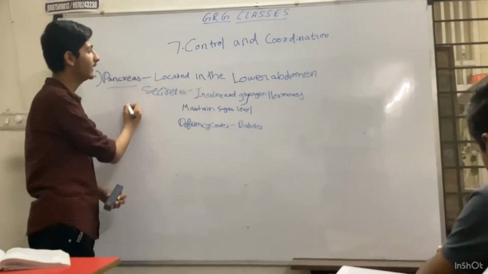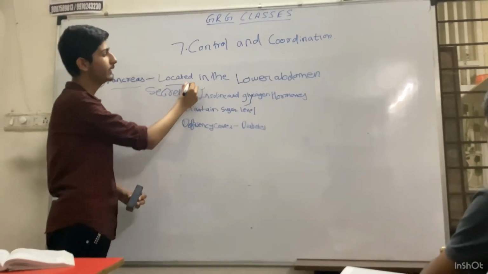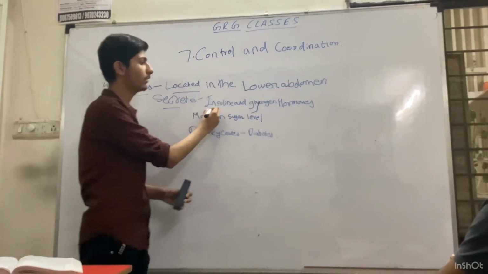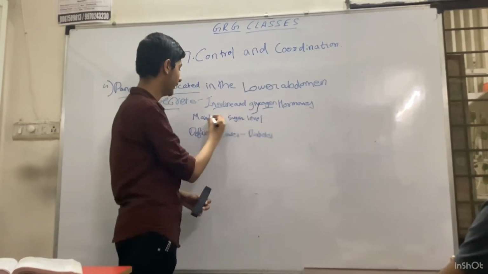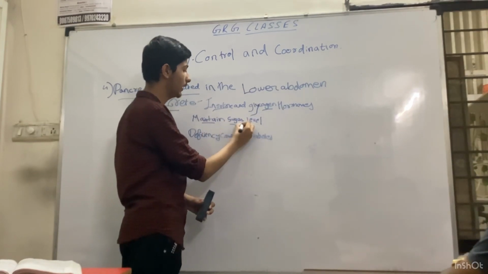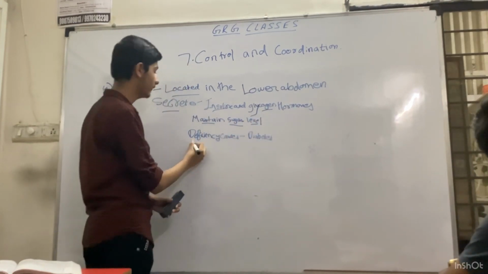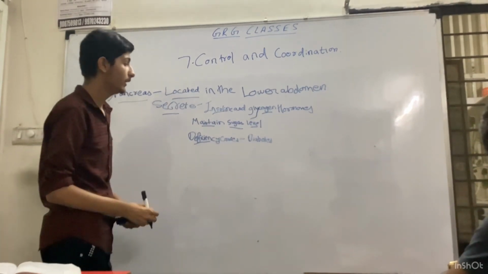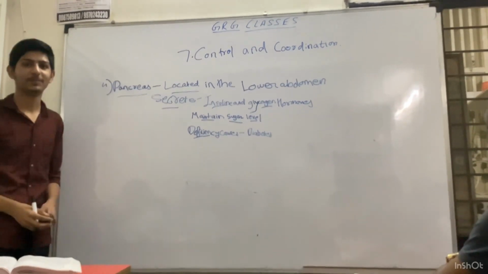Then the pancreas. The pancreas is located in the lower abdomen and it secretes insulin and glucagon hormones. It helps to maintain the sugar level in our body, and if there is a deficiency of this hormone, it can cause diabetes in human beings.